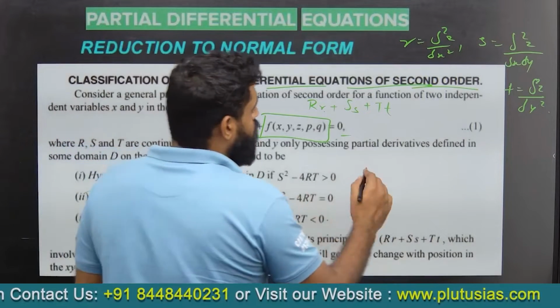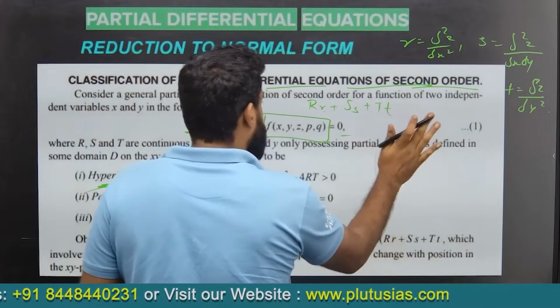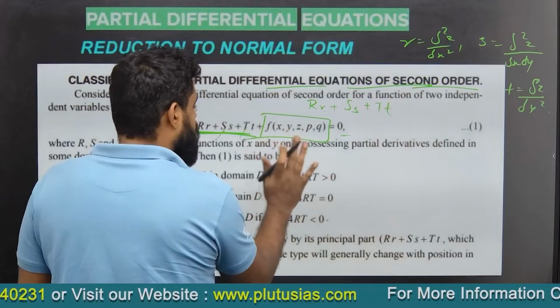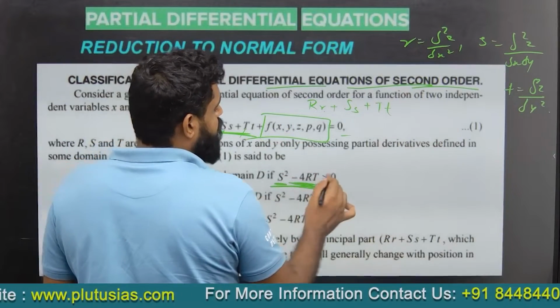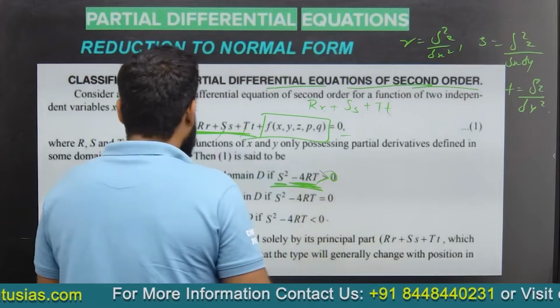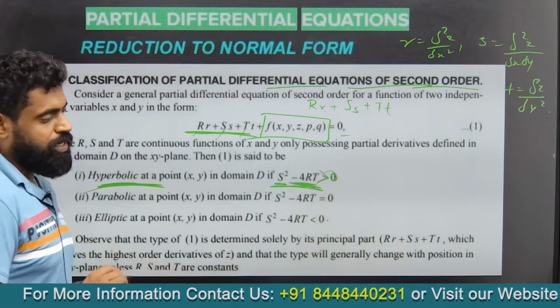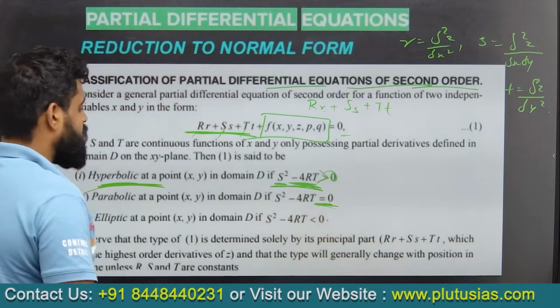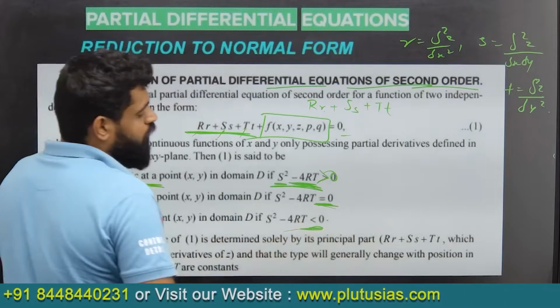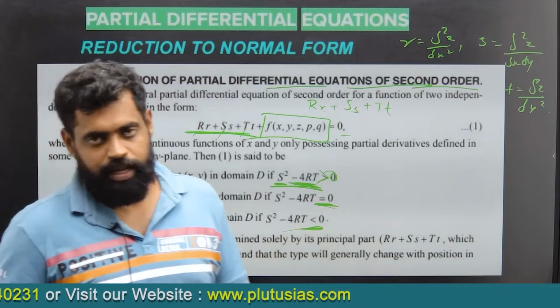If we form s² − 4rt, if it is greater than 0 then it is hyperbolic in nature, if it is equal to 0 then it is parabolic in nature, and if it is less than 0 then it is elliptic in nature, okay.